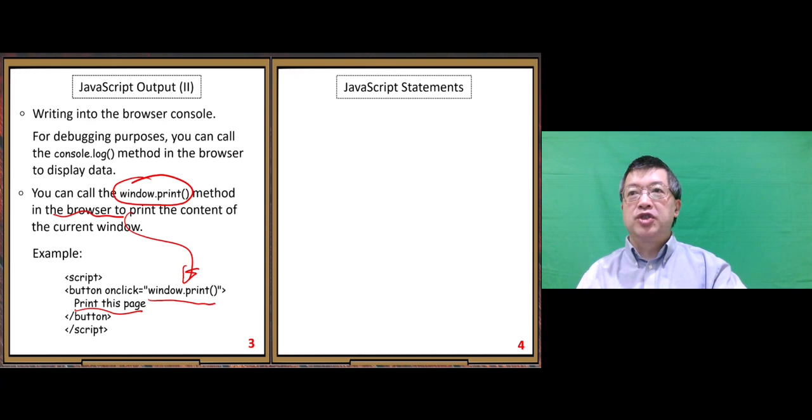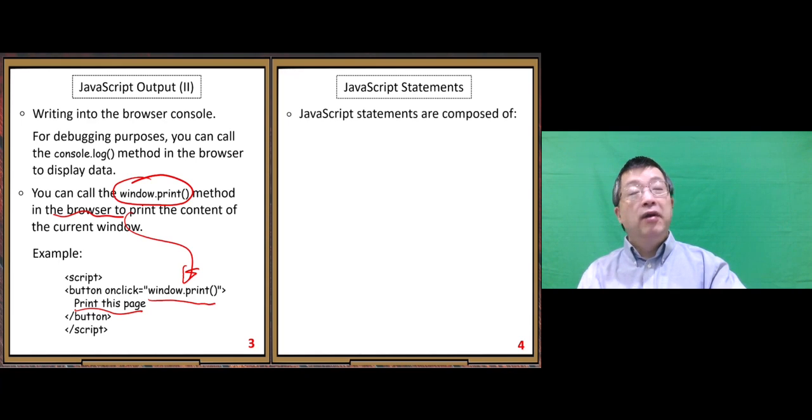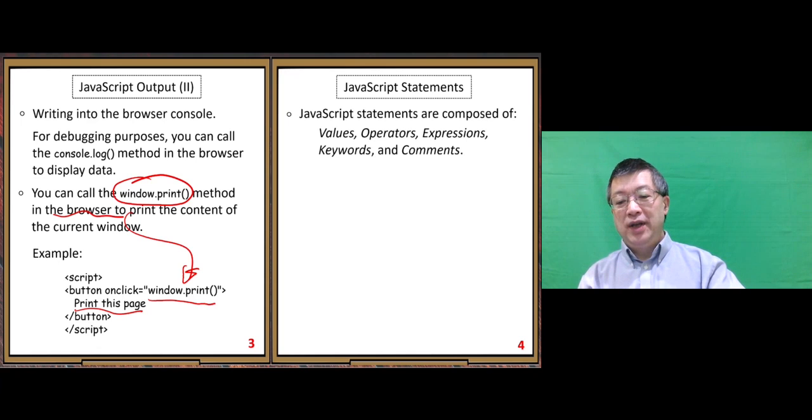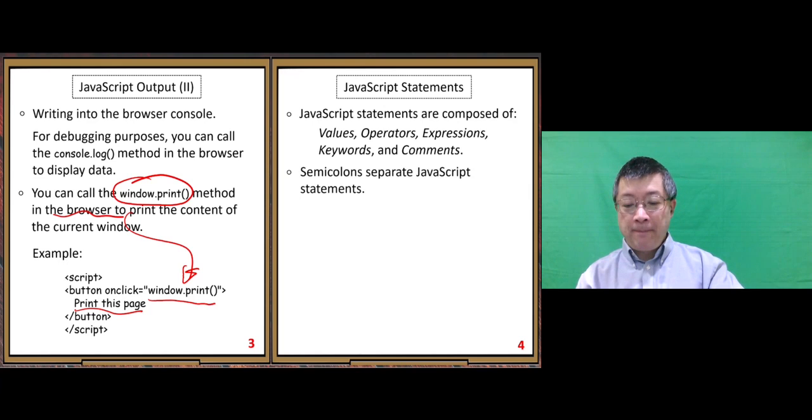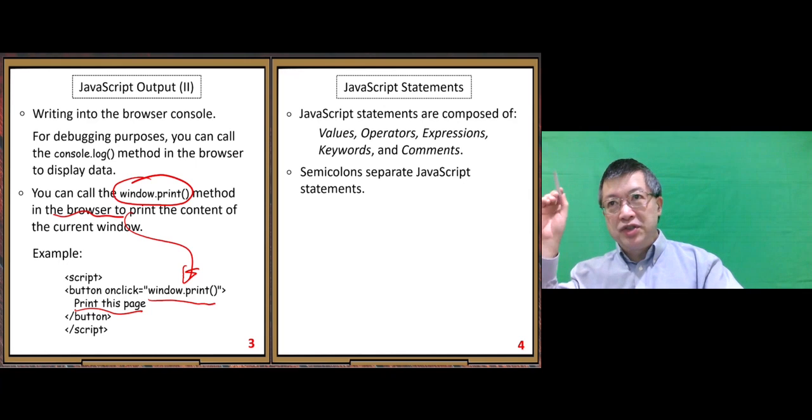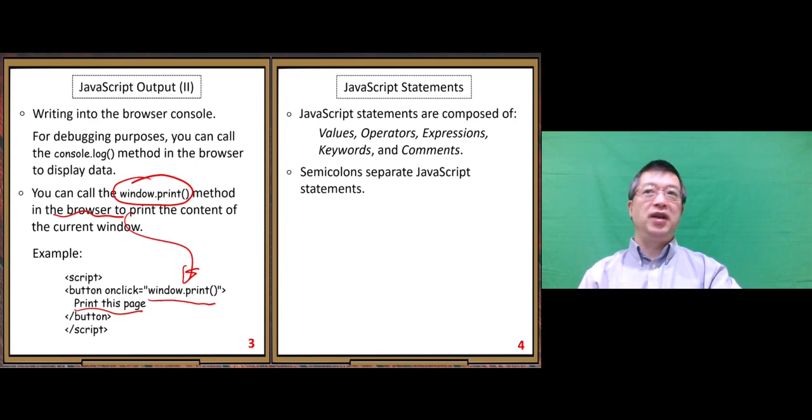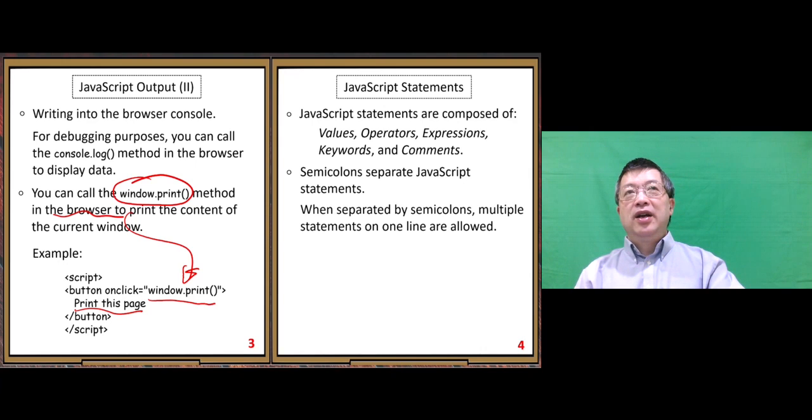Next, JavaScript statements. Very similar to Java statements. Values, operators, expressions, keywords, comments are very similar to those of Java. We use semicolons to separate JavaScript statements. We are used to using semicolons to separate programming statements, Java statements. We're used to that.